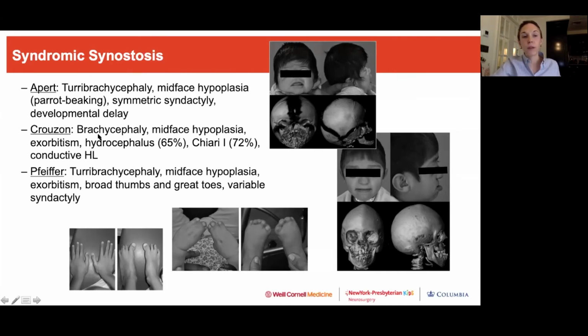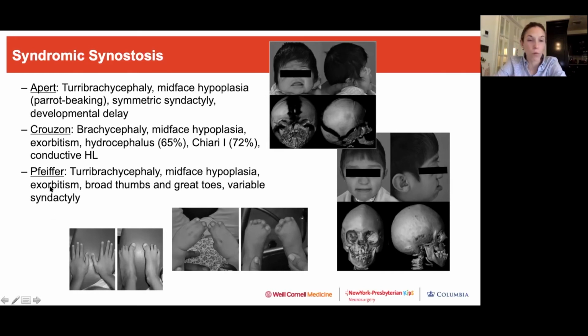The difference between Aperts and Crouzons, typically, is that Crouzons more commonly present with hydrocephalus. They more commonly present with Chiari malformations, again because of the crowding at the skull base, requiring CSF diversion more commonly than Aperts, and they have a conductive hearing loss. Pfeiffer's, also turribrachycephaly, also midface hypoplasia. This is consistent across all three of these always.